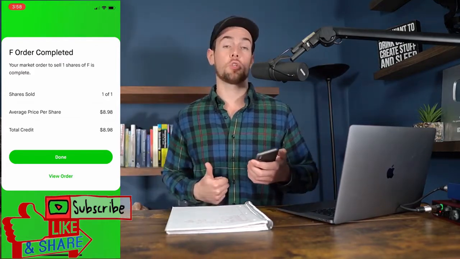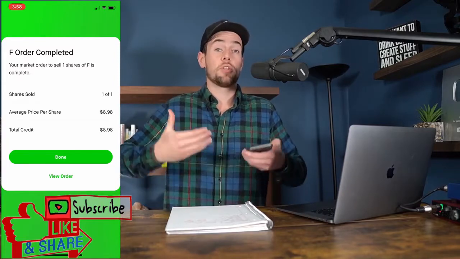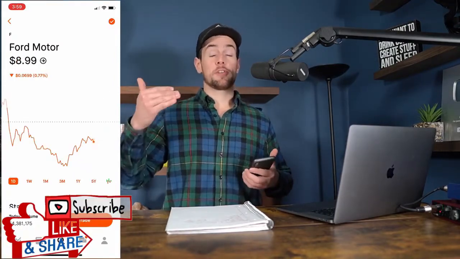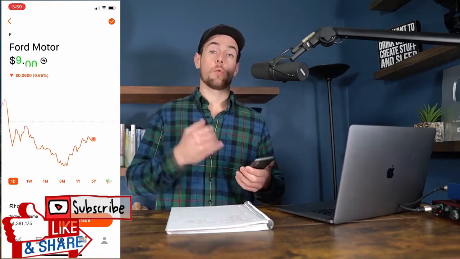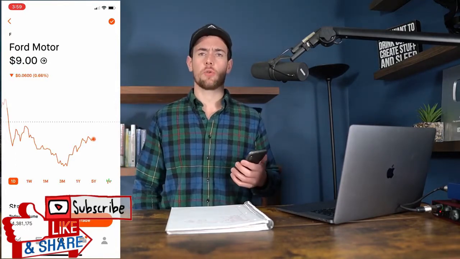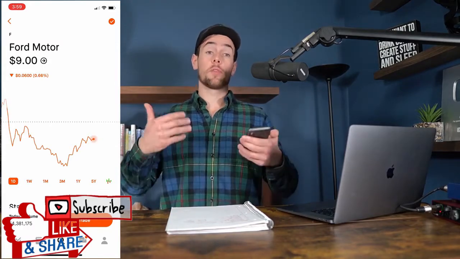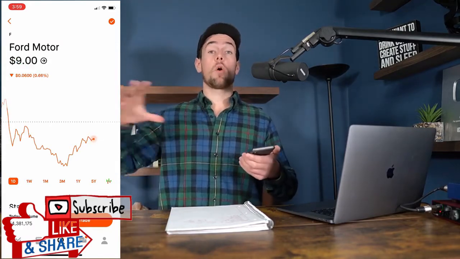Now I want to go ahead and show you how to purchase an option on a stock. So now what I want to show you guys is how to purchase an options contract through Robinhood. And again, as I mentioned earlier, options are a high risk type of investment where the majority of people who buy them lose all of their money.